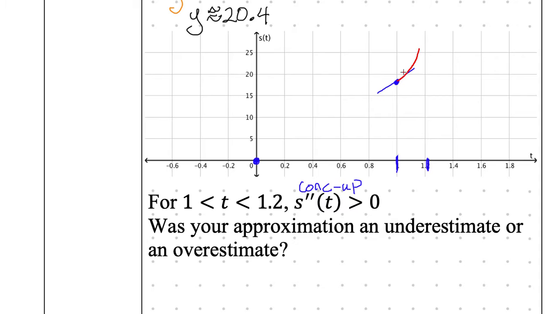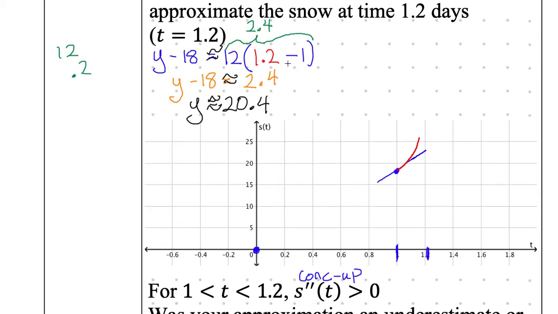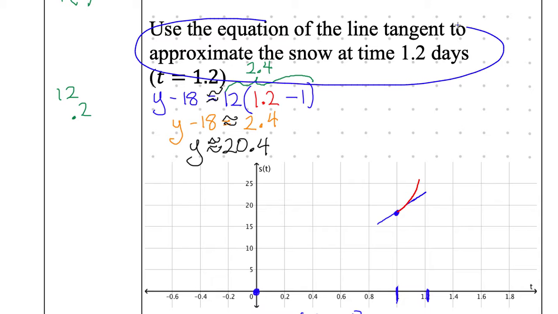Somehow increasing at an increasing rate. But we use this blue line down here when we were using the tangent line approximation. Tangent line approximation is some line, not a curve. So when we found 20.4, that 20.4 was on this blue line.